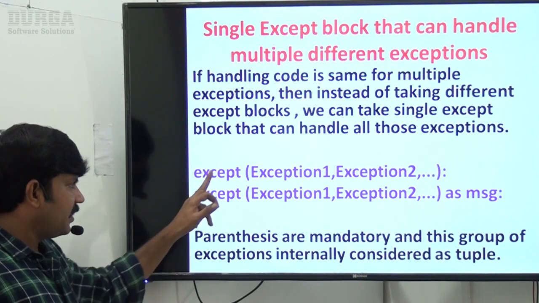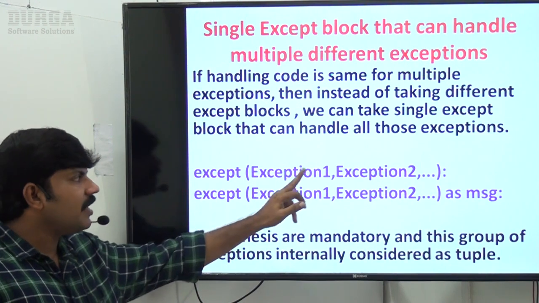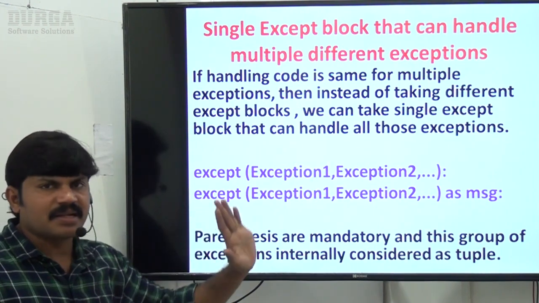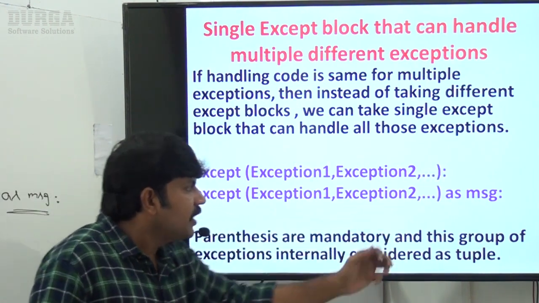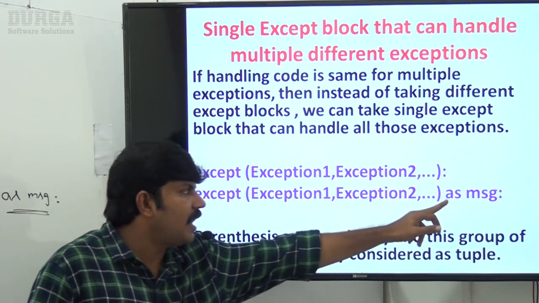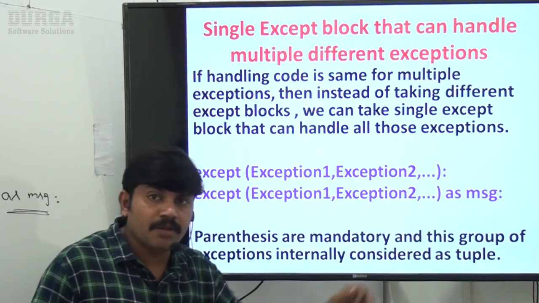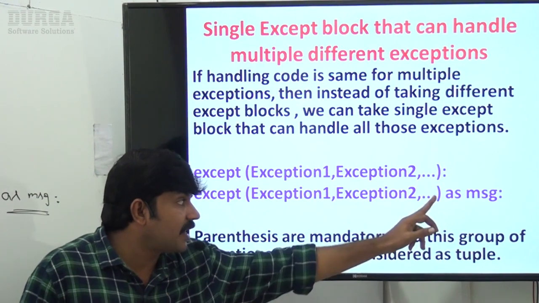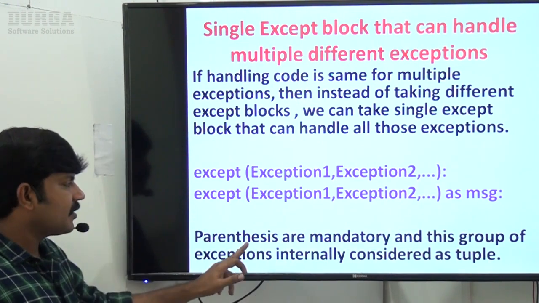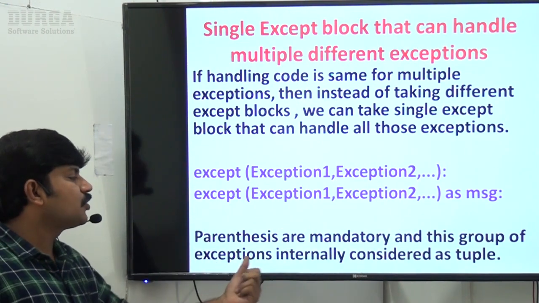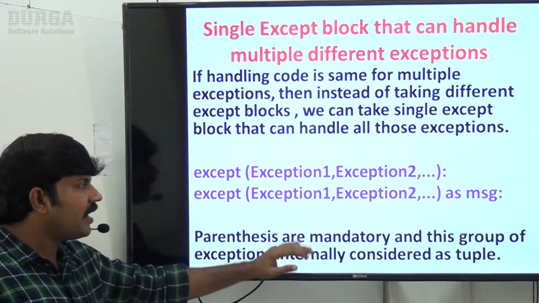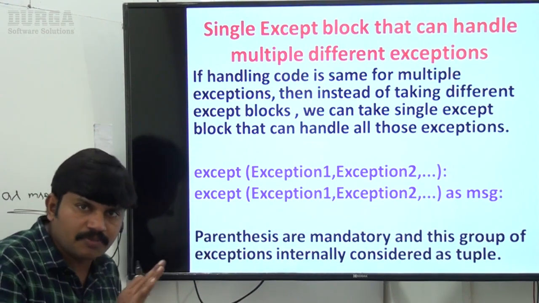What is the syntax? Except (exception1, exception2, ...), any number you can take, colon. If you want the message also, as msg we have to take. But make sure the msg variable is outside of the parentheses only. The parentheses are mandatory, and this group of exceptions is internally considered as a tuple. Remember this.